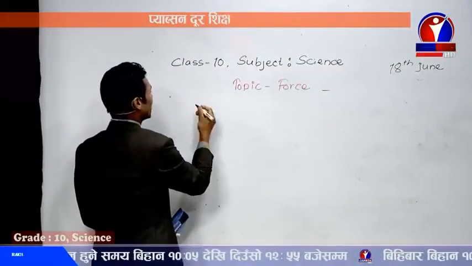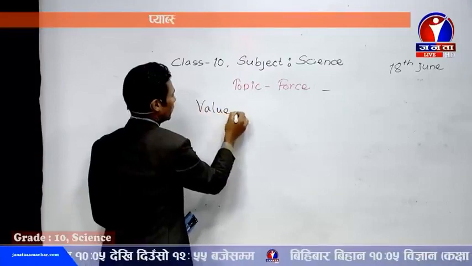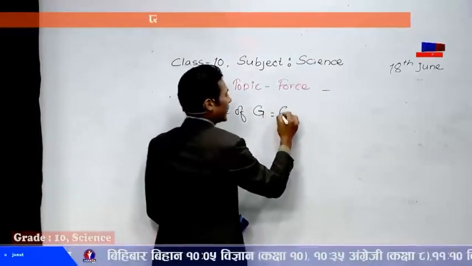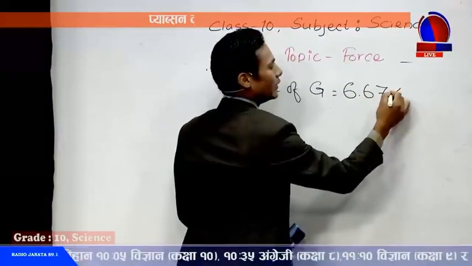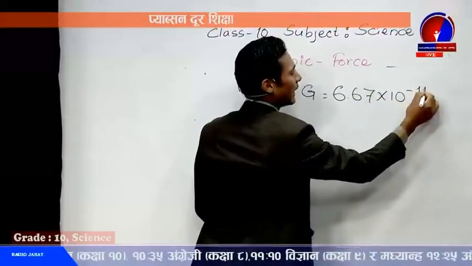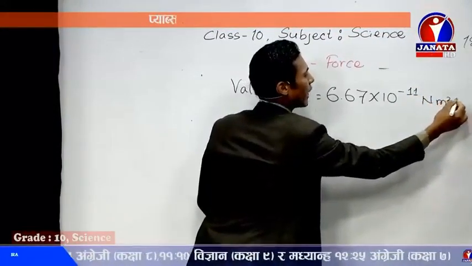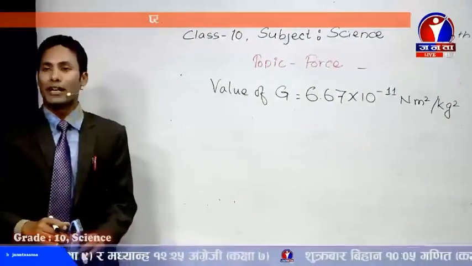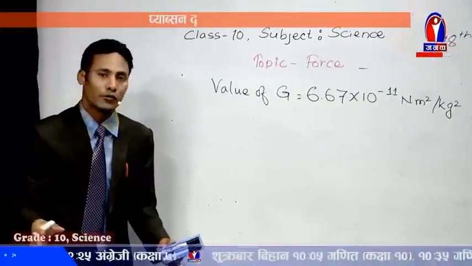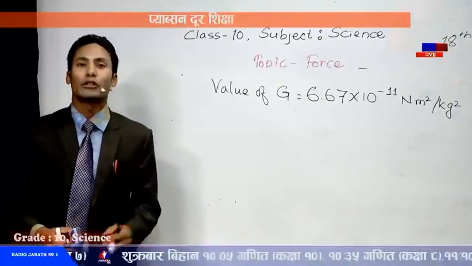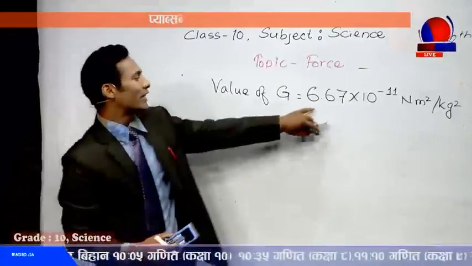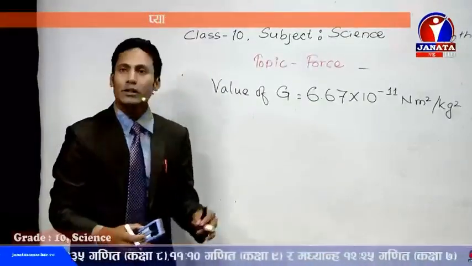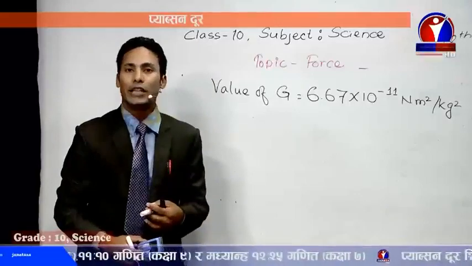So the value of G equals 6.67 into 10 to the power minus 11 Newton meter square per kg square. This is the constant value everywhere. Wherever you visit, the value of capital G will be the same. That is 6.67 into 10 to the power minus 11 Newton meter square per kg square.